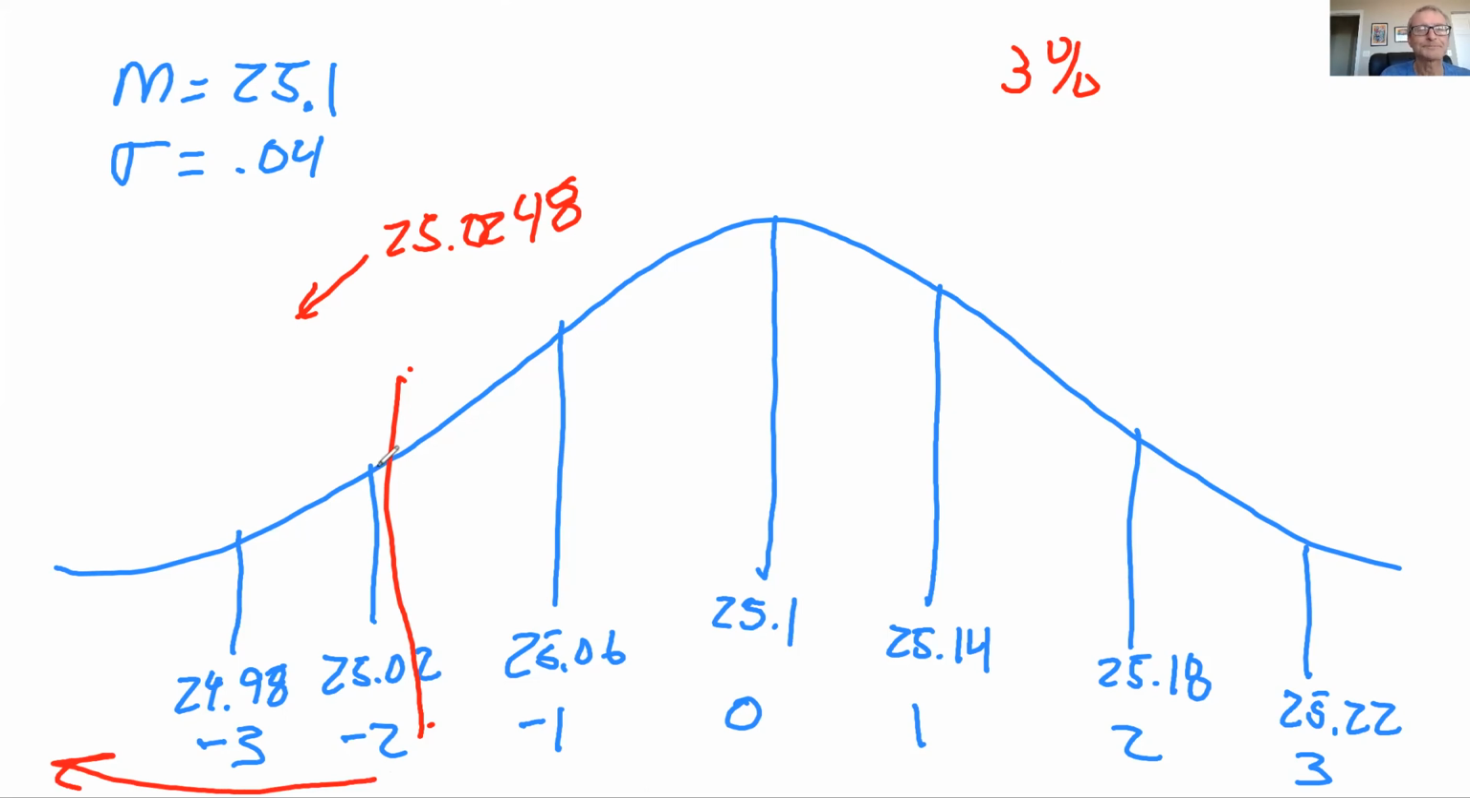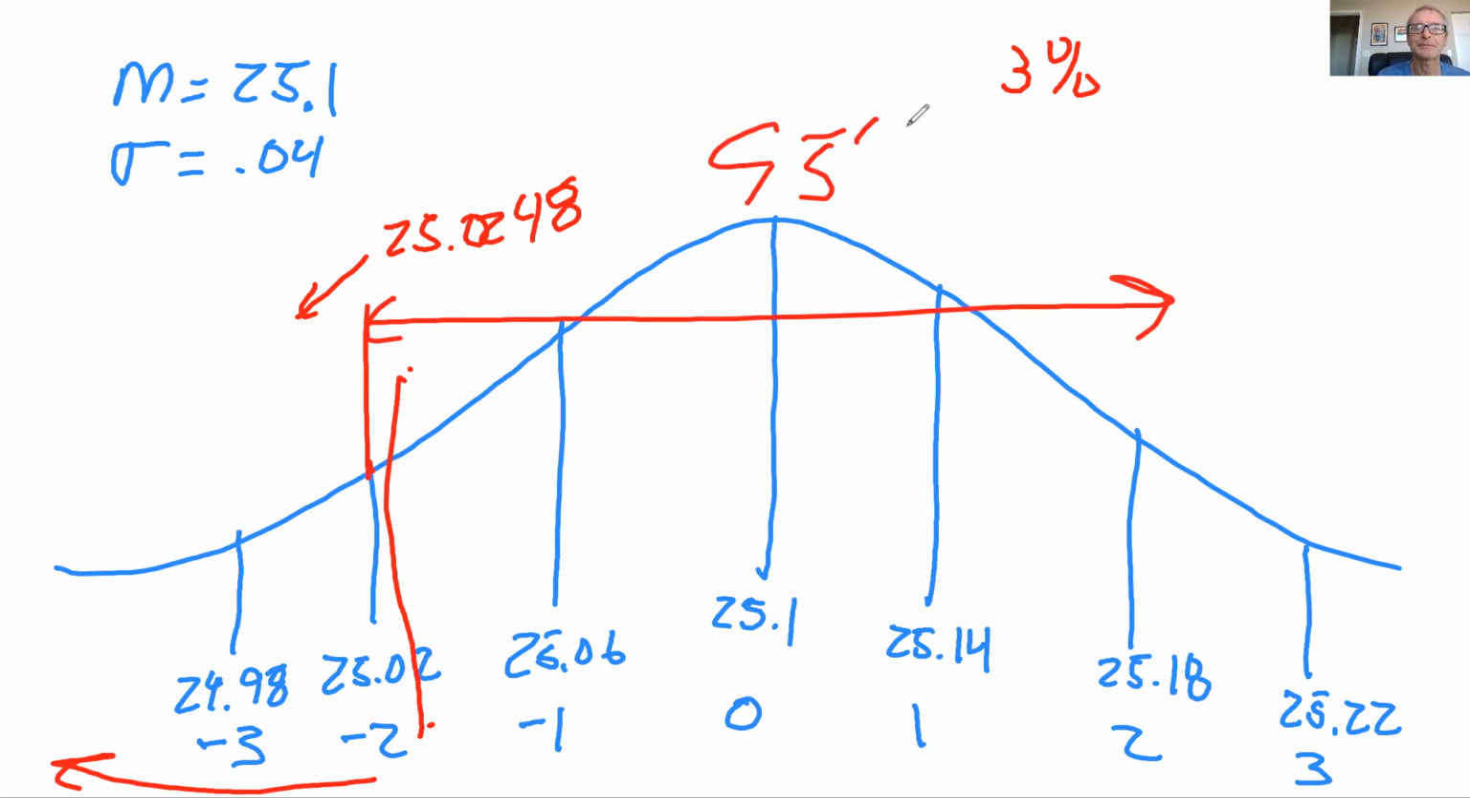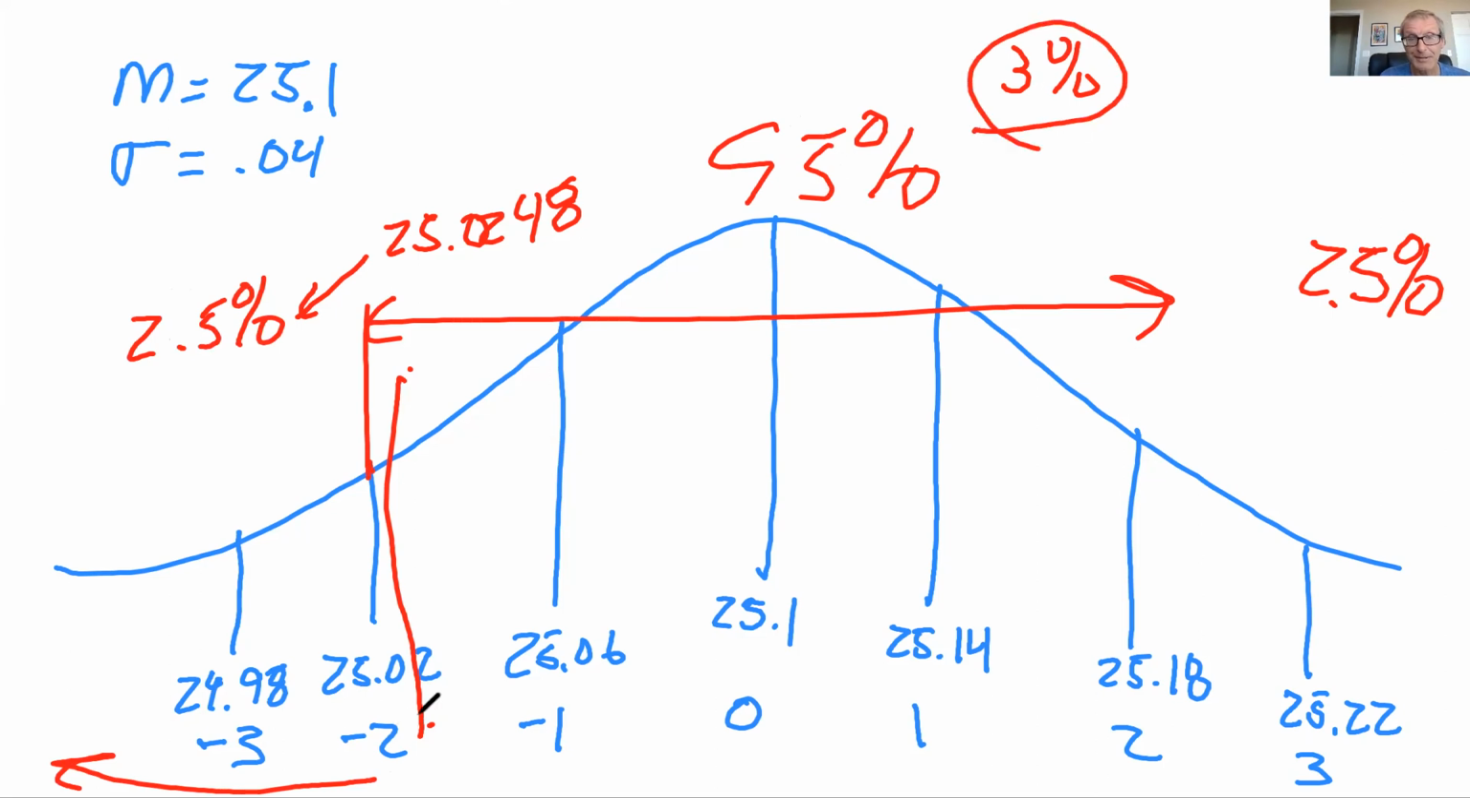And if you think about it, remember we have 95% here, right? And so you would have 2.5% on either side from the plus or minus 2 standard deviations. And you see 2.5% is actually less than 3%. So you would think that it has to be a little bit bigger than the z value of -2. And you can see it is. It's 0.02478. So just slightly bigger than that.